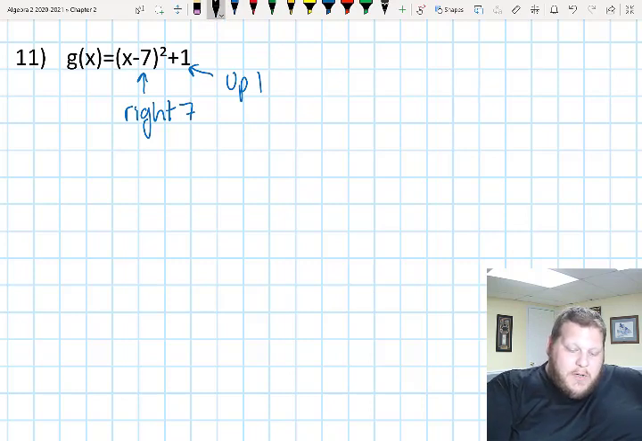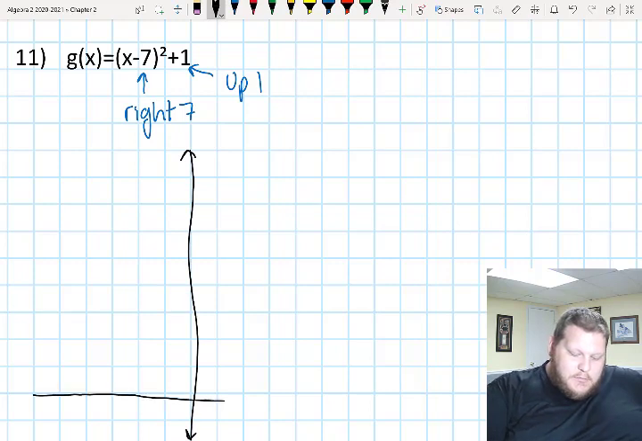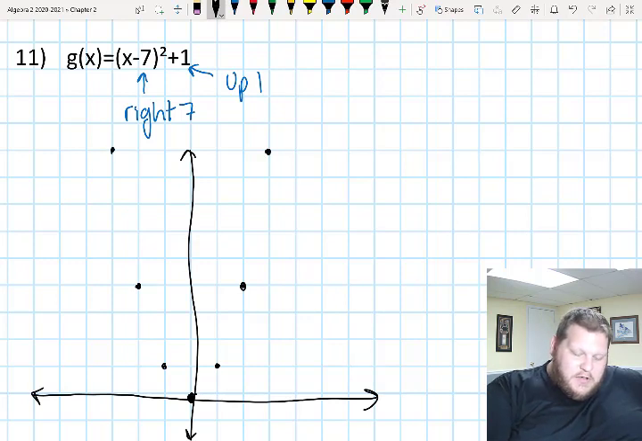So from here, if I'm going to go ahead and graph some of these, I'm going to start with my parent function. The parent function being 0, 0, up 1 over 1, up 3 over 1, up 5 over 1. So I'm going to go over 1, 2, 3, 4, 5 to get a little crazy, right? What's the harm in going a little crazy sometimes?